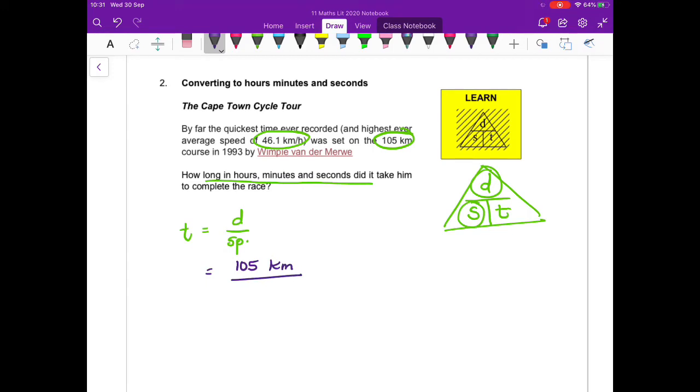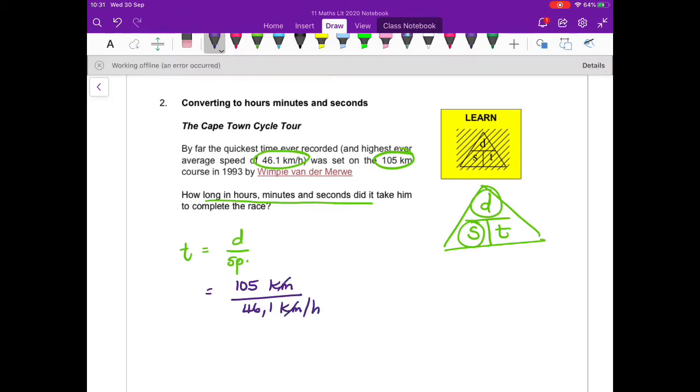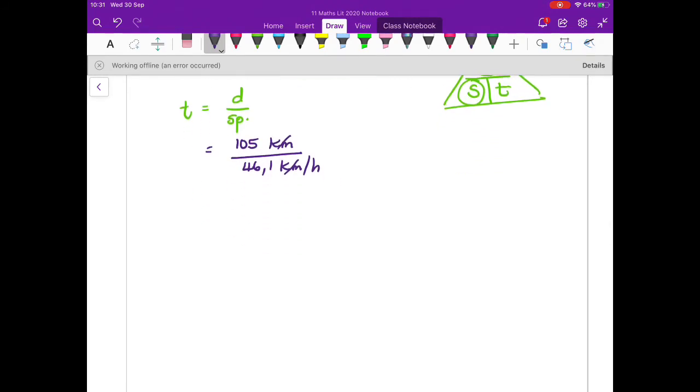105 kilometers over my speed was 46.1 kilometers per hour. And you will see kilometers cancels with kilometers, so my answer is going to be hours. So you take out your calculator and all you're going to do is 105 divided by 46.1. No time buttons here, and your answer will be 2.27765. And so many people are tempted to say that's 2 hours 27 or 28 minutes rounded up.